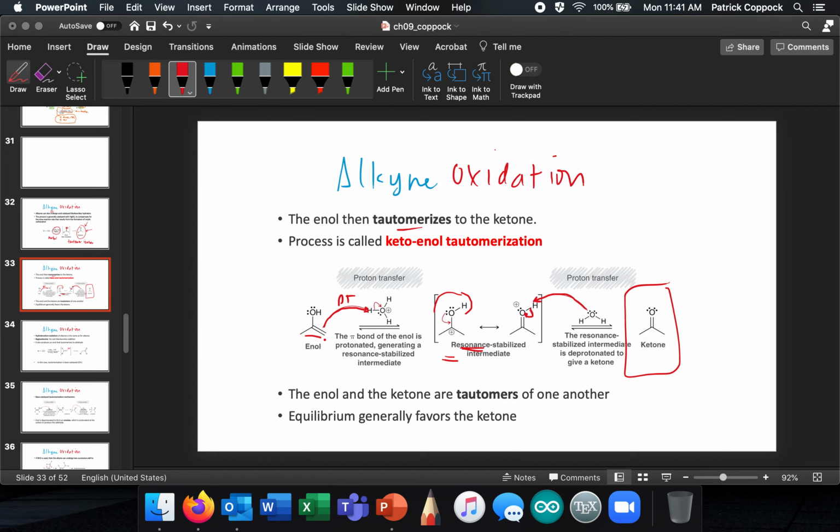A ketone is much more stable than an enol. And so even though this is sort of an uphill process, as with all reactions, you have some kind of an uphill process before you get a downhill process. And sure enough, that's good because it's favored by thermodynamics.